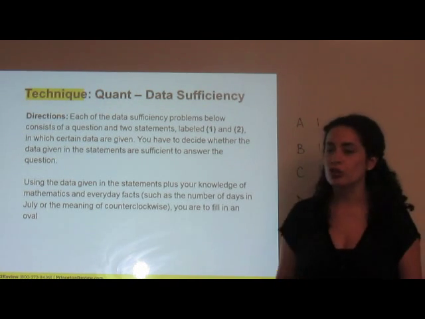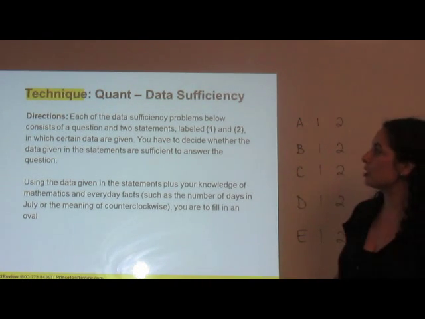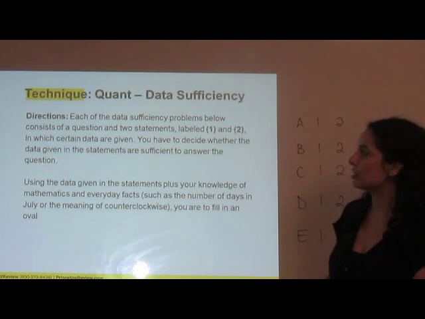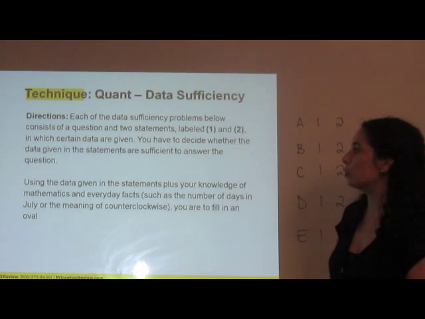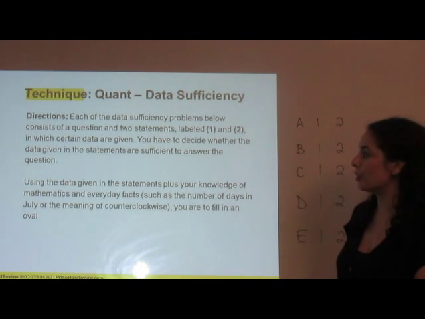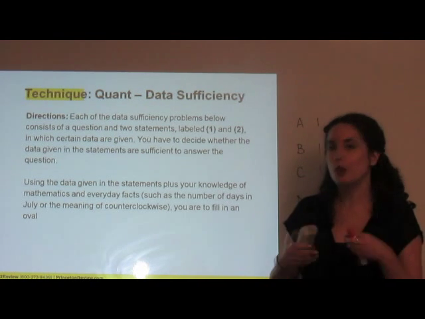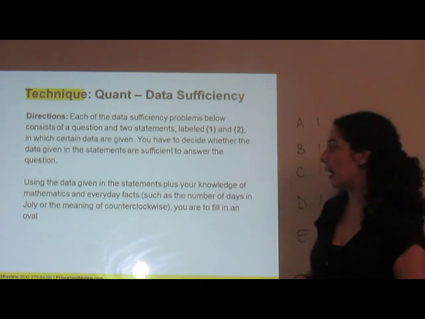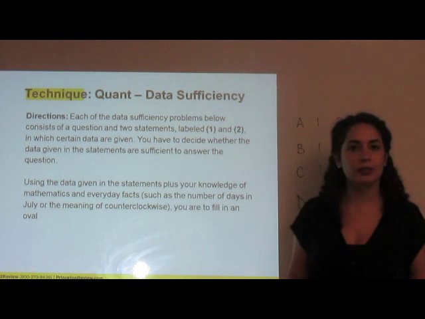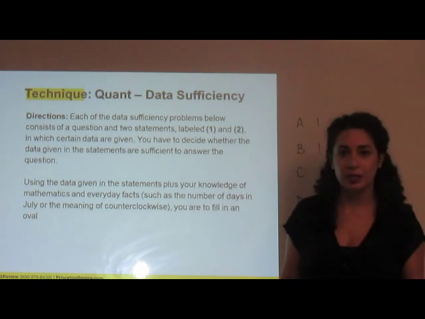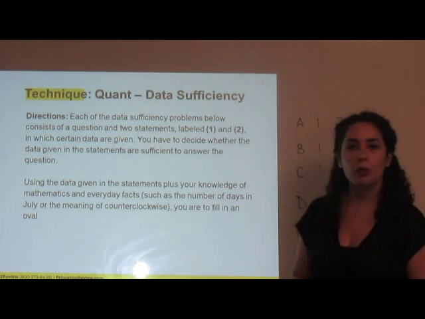So if we look at the instructions, it says, each of the data sufficiency problems consists of a question and two statements, labeled 1 and 2, in which certain data are given. You have to decide whether the data given in the statements are sufficient to answer the question. So all you're trying to say is, could I solve this with this amount of information? And you go based on that and other day-to-day facts that you're expected to know, like the number of days in a month, or what counterclockwise means.